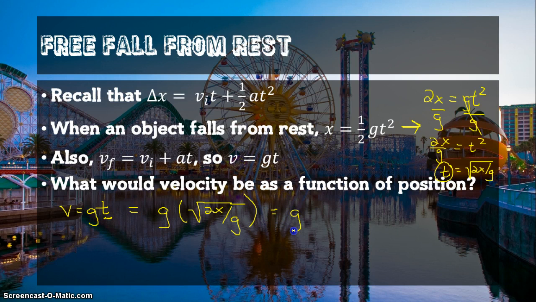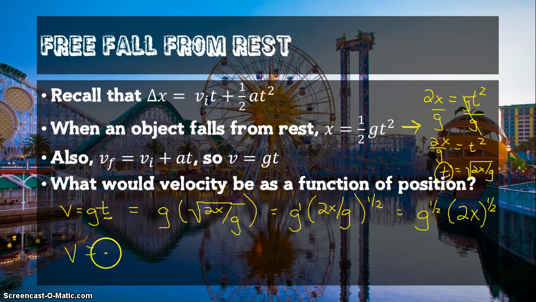We could also write that as g times (2x over g) to the 1/2 power. Since there's a g to the first power on top and a g to the 1/2 power on the bottom, that would be g to the 1/2 power times 2x to the 1/2 power. So this whole thing is under the radical, under the square root sign. So we know as a function of x, v is equal to 2 times g times x to the 1/2 power, or the square root of 2gx.